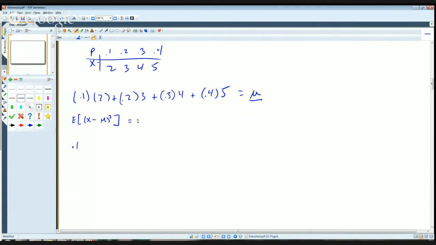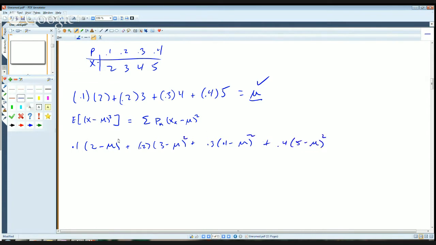Right. So this is going to be the sum of the probabilities, let's say pk, times the potential value xk minus mu quantity squared. Okay, so we could do 0.1 times (2 minus mu), whatever that mu works out to be, we'll figure that out in a second, plus 0.2 times (3 minus mu), plus 0.3 times (4 minus mu), plus 0.4 times (5 minus mu), and I forgot my squares. So there's squared, squared, squared, squared.